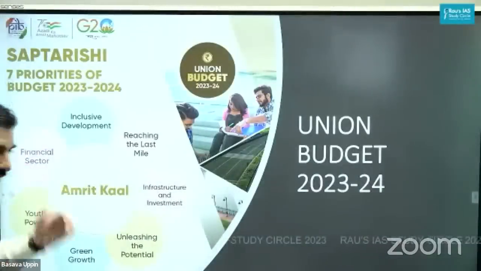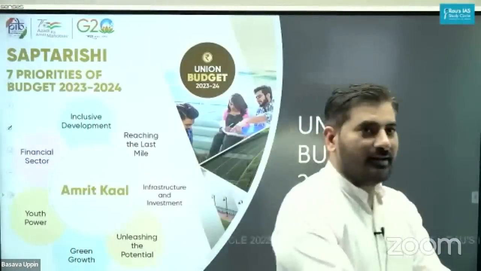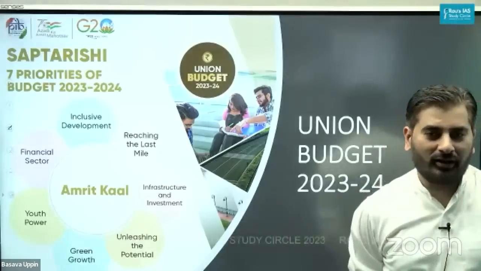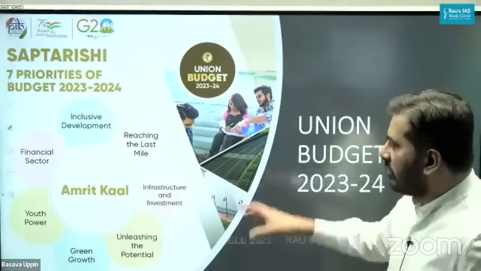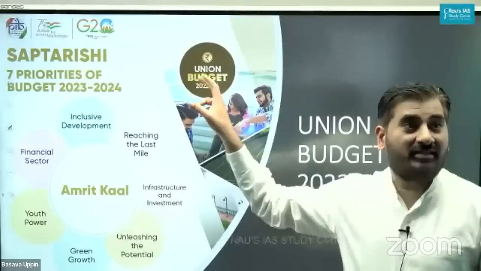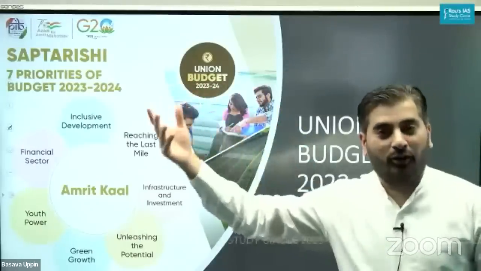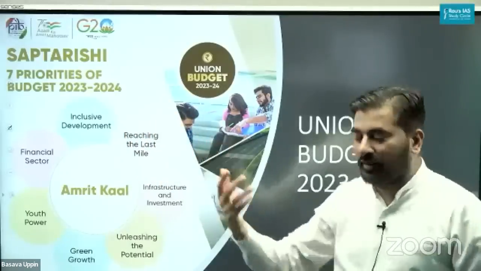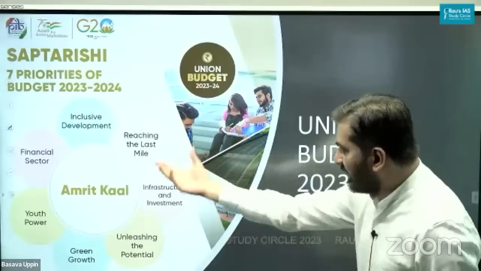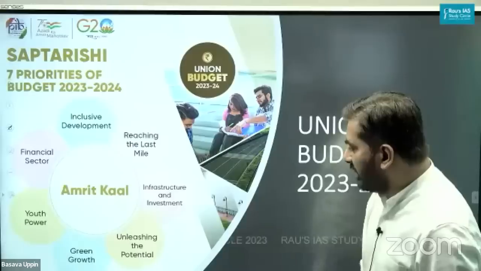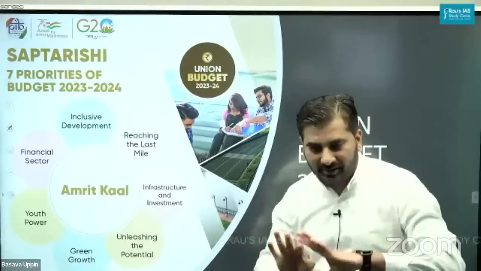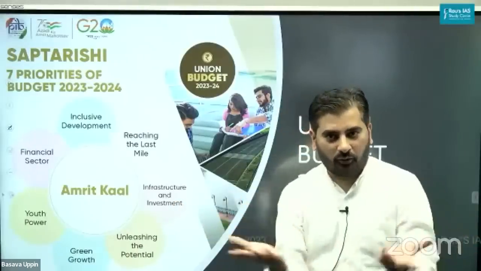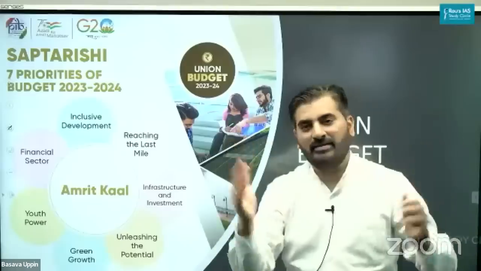Okay. Now coming to the 7 priority areas for the Union Budget 23-24, which according to the Finance Minister, she has called Saptarishi, 7 sages. As we are moving towards Amrit Kaal, what we need is Saptarishi. So as part of Saptarishi, as you can see, the government has identified 7 priority areas, which obviously are based upon your foundation. Your foundation is what? Infrastructure. Based upon this foundation of infrastructure, you are going to have 7 pillars.